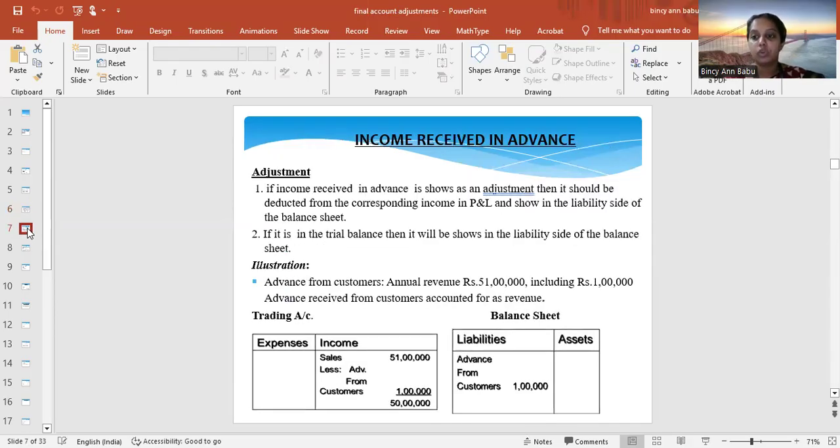Another adjustment is income received in advance. Income received in advance means income which I am receiving in advance, before even offering the product or service. That is what we mean by income received in advance. In case of income received in advance, the adjustment is that we will deduct it from the corresponding income in the P&L account and it will be shown as a liability in the balance sheet. Thank you all.